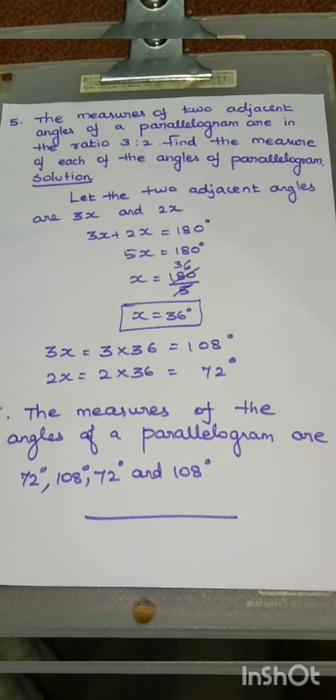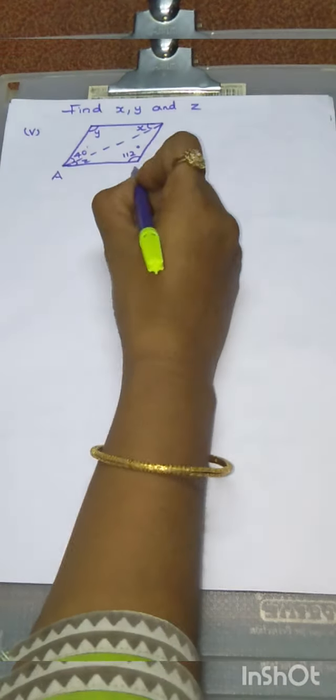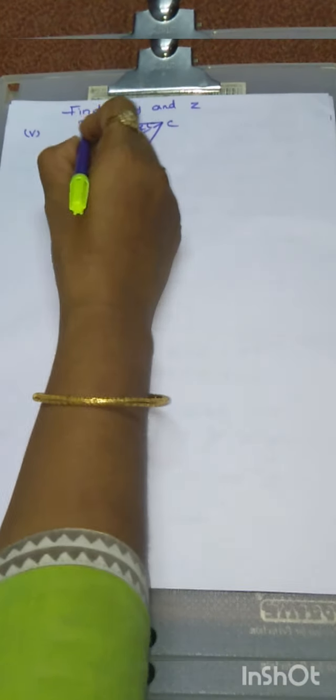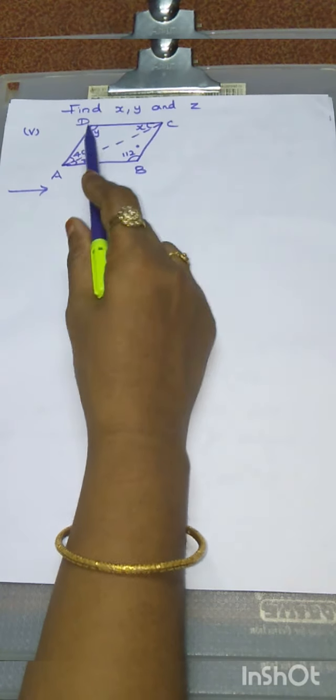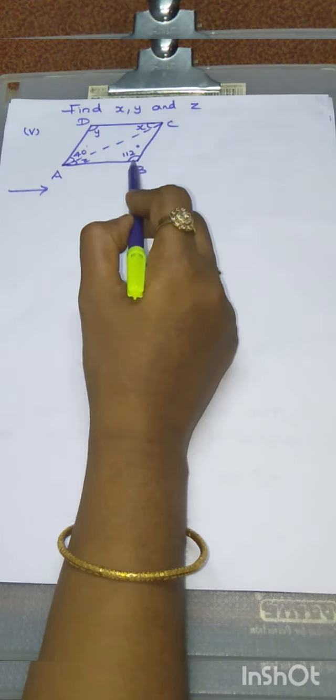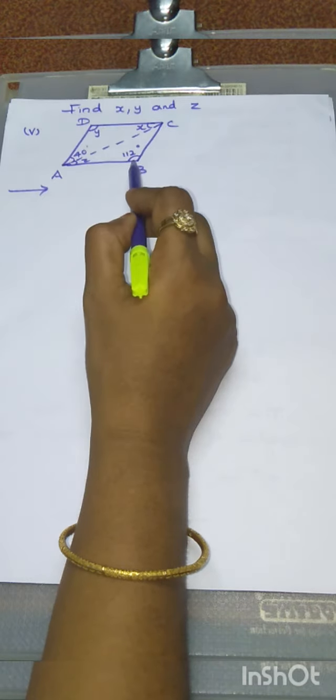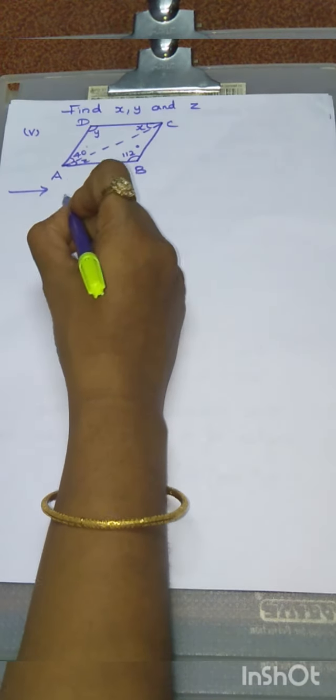That's all. Next problem. Find x, y and z. One parallelogram is given. Two angles are mentioned here. One of the angles is 112. Another angle is 40. We have to calculate the unknown values x, y and z. We give some name for this parallelogram, ABCD. In parallelogram ABCD, we know the condition opposite angles are equal. So directly we have to take angle y value is 112 degrees. Okay.